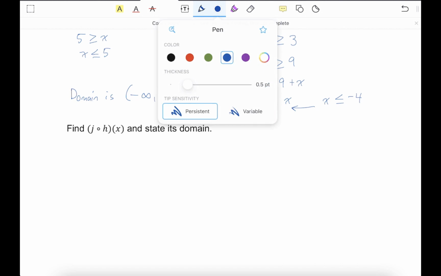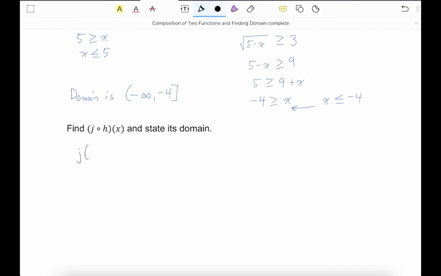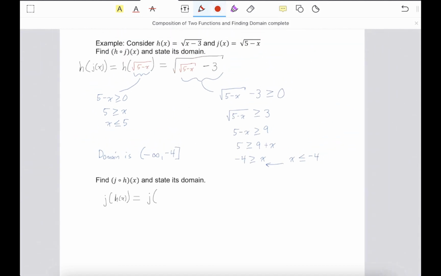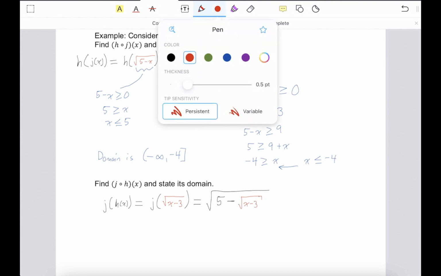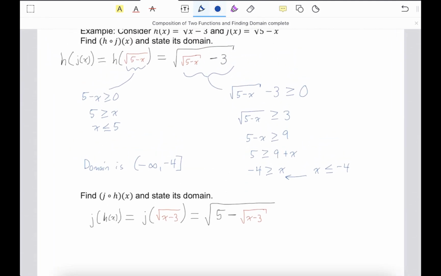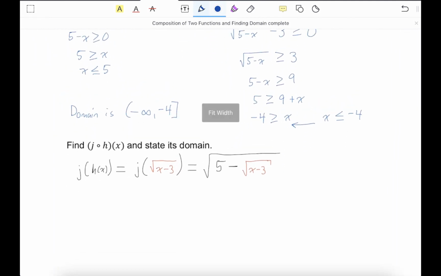Let's look at j of h of x. J of h of x. That's j of h, which is what? Square root of x minus 3. And we'll plug that into the other function. And that's as simplified as it gets again. So we have to be careful now with the domains.